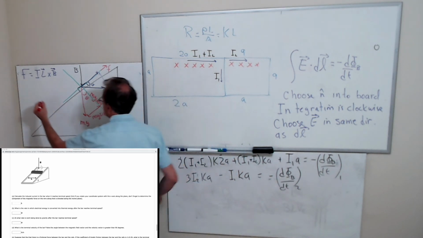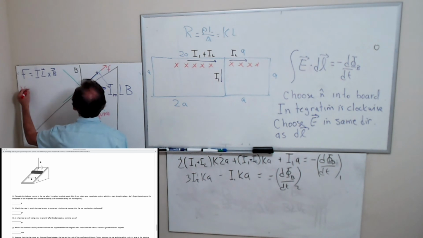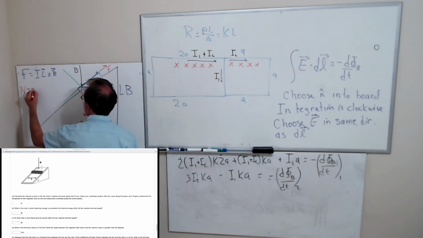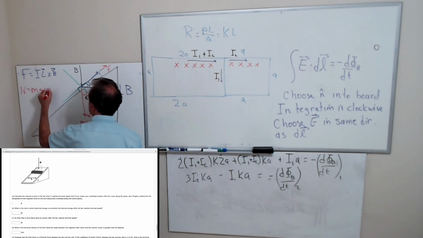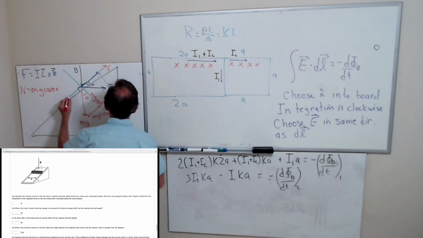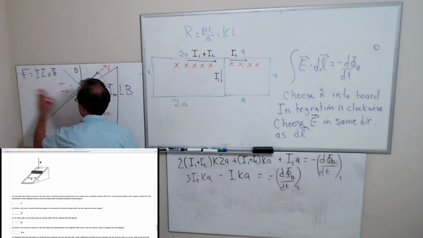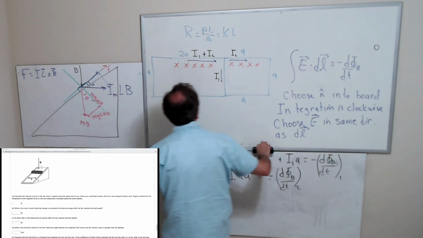Okay, so the normal force is going to be mg cosine theta plus I m L B, and then we're running out of space, sine of theta. Let me write it somewhere else. Let me write it over here.